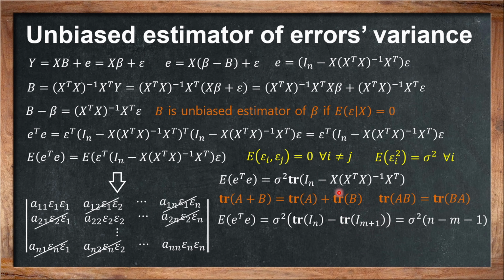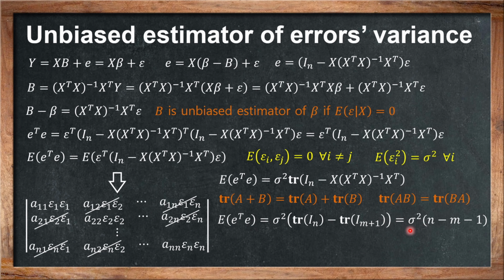Why is it so? Because if we presuppose that this is matrix A and this is matrix B, then we can put this matrix A here, and then it will be the identity matrix of size m plus 1. And since the trace of the identity matrix is equal to its size, it will be n minus m minus 1. So that's how we get that the expected value of E transpose E equals sigma squared times n minus m minus 1.